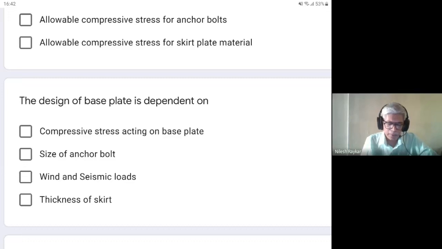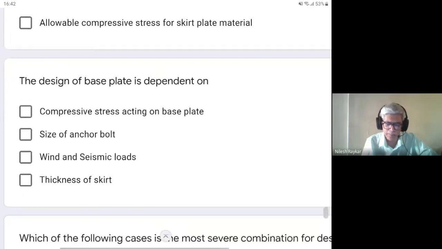Okay, so the second is also correct. Of course, it depends on the wind and seismic load. The third is obviously correct. And the thickness of skirt does not have any direct effect on the design of the base plate.